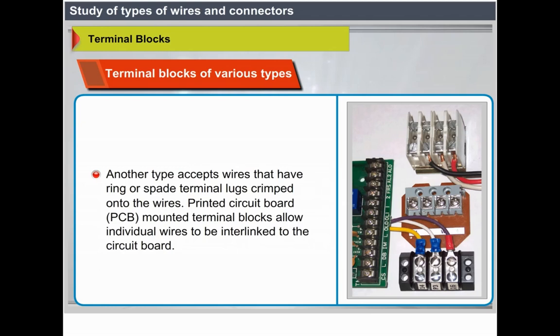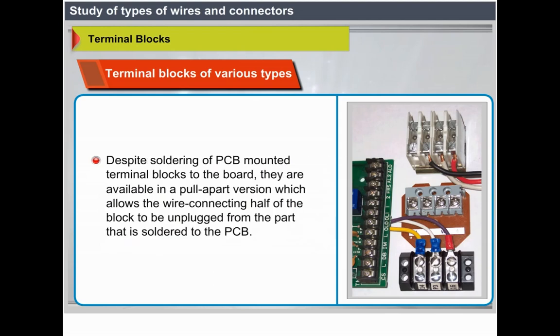Printed circuit board (PCB) mounted terminal blocks allow individual wires to be connected to the circuit board. PCB mounted terminal blocks are soldered to the board, but they are available in a pull-apart version that allows the wire connecting half of the block to be unplugged from the part that is soldered to the PCB.